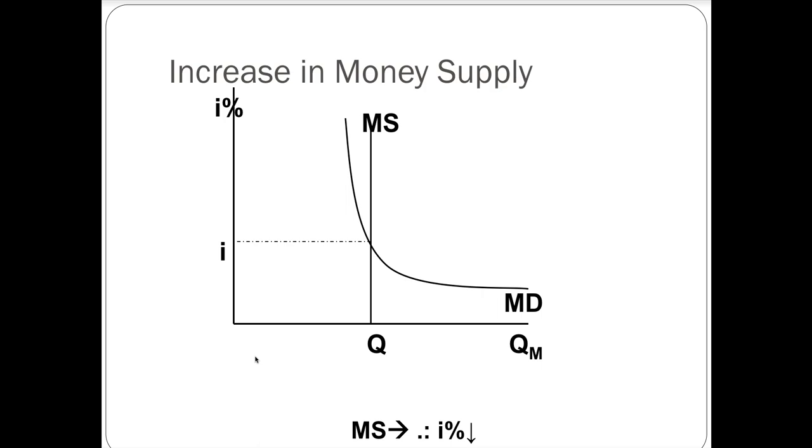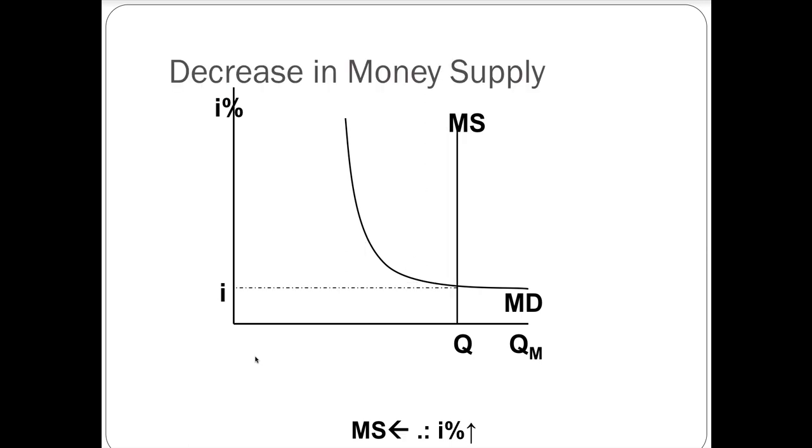So for an increase in the money supply, you have an equilibrium nominal interest rate and an equilibrium quantity of money here. An increase in the money supply is going to shift it to the right, from MS to MS1. And you can see there that's going to push down your nominal rate. That's also going to push up the quantity of money because the money supply has increased at this point.